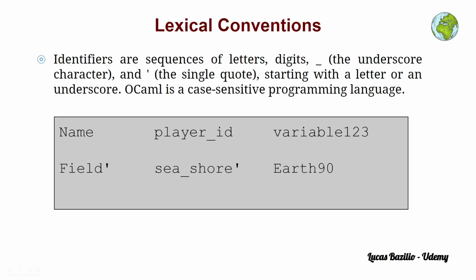Here we can see some examples of identifiers. We have here Name. Notice how this N is in uppercase. If we had another identifier also called name, but with the n in lowercase, they would be two different variables. Then we have here player_ID, using this underscore, variable123, Field with an uppercase F, and then we see a single quote, C#, with an underscore in between, and a single quote, and here we see Earth90, right? So this is how we define identifiers in OCaml.